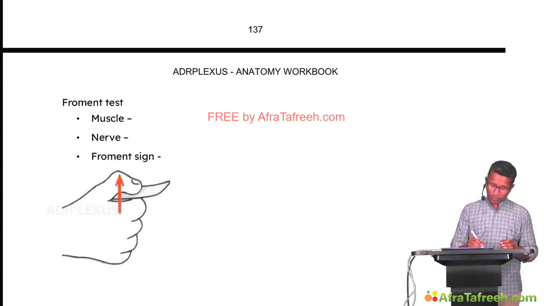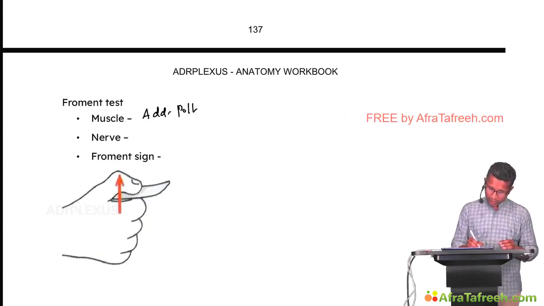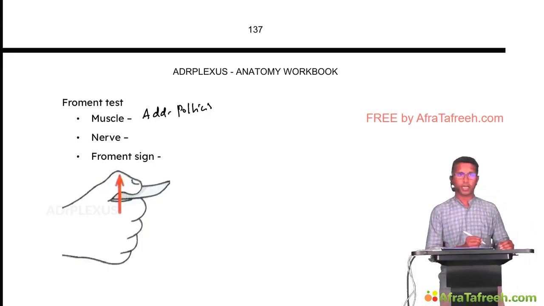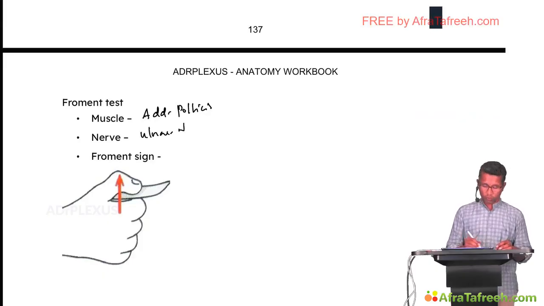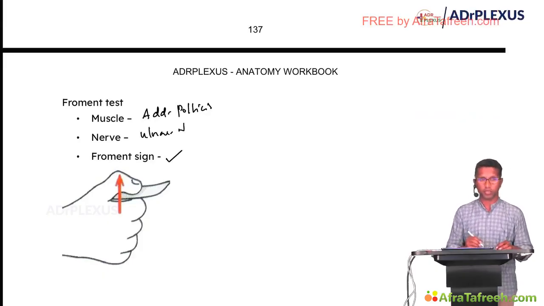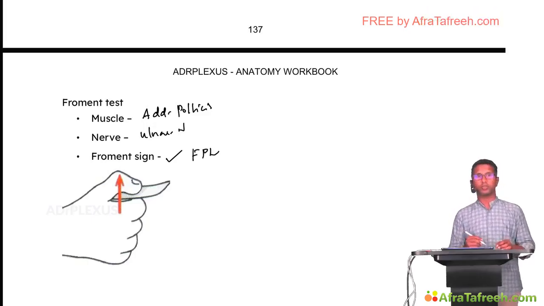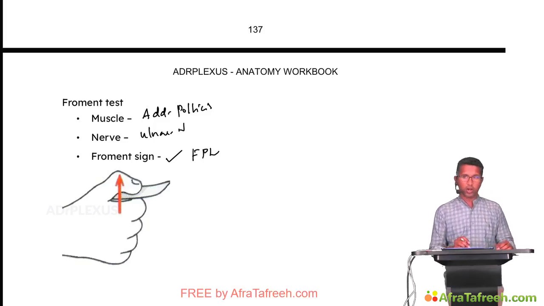Okay, so they are asking you what is the muscle you are checking. You are checking the adductor pollicis muscle. And what is the nerve you are checking? You are checking the ulnar nerve. And what is Froment's sign? We have seen about Froment's sign. It is due to the action of flexor pollicis longus muscle.